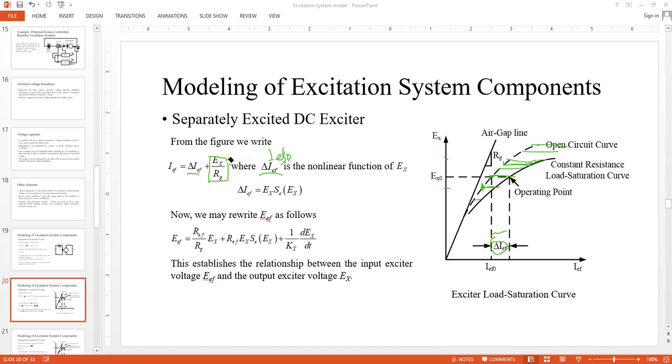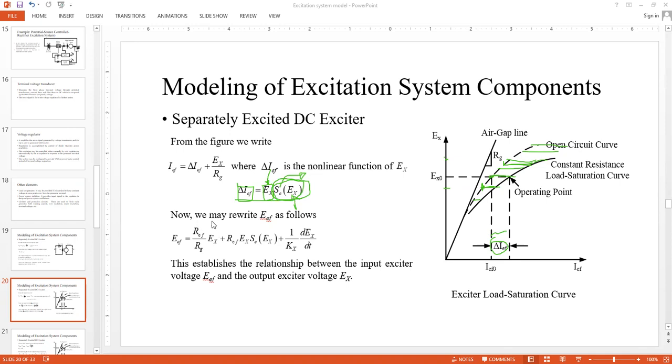So we represent this delta IEF as the multiplication of EX and some nonlinear function of EX. It is a multiplication by EX itself, because if we change EX, then delta IEF is going to change, and there is some nonlinearity associated with that, which is again a function of EX itself. This is the notation used in the literature: delta IEF is EX multiplied by some nonlinear function of EX.